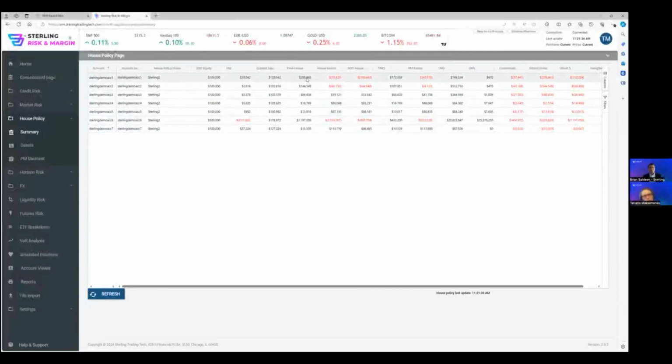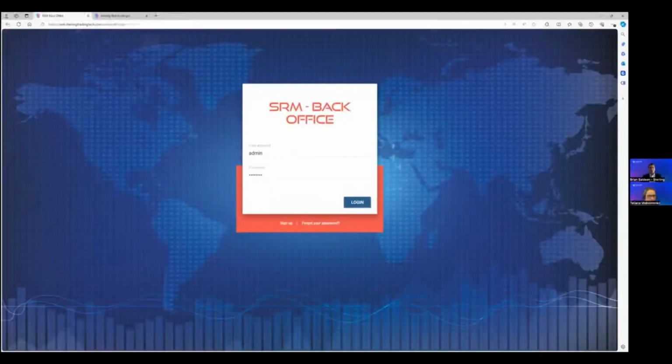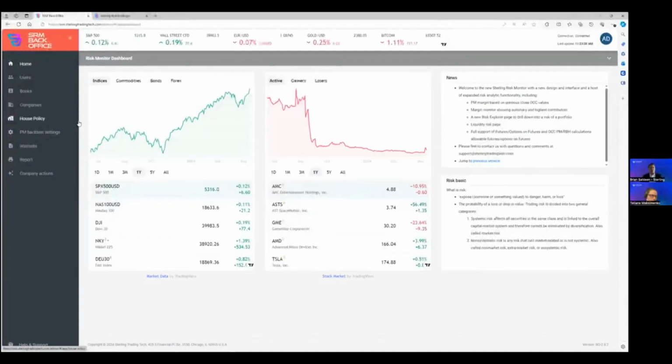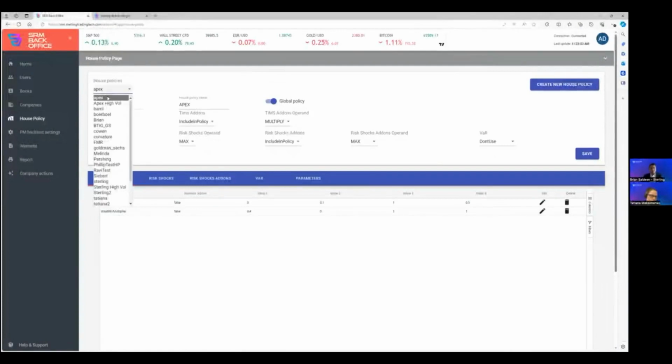This is that house margin that is risk-based and is calculated based on the set of rules configured for house policy Sterling 2. So what does this house policy look like? Let's go to our back office, log in, and see where it is configured. On our back office house policy builder page, you see it has a number of pre-configured house policies. We're going to look at the Sterling 2 policy.